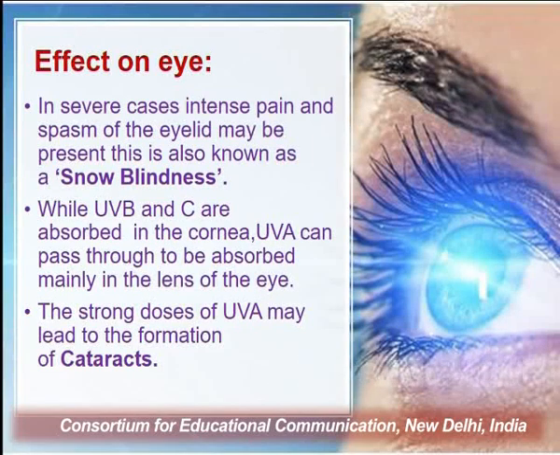Then in severe cases, intense pain and spasm of the eyelid may be present. This is also known as snow blindness. Then while UVB and C are absorbed in the cornea, UVA can pass through to be absorbed mainly in the lens of the eye. So the strong doses of UVA may lead to the formation of cataract.